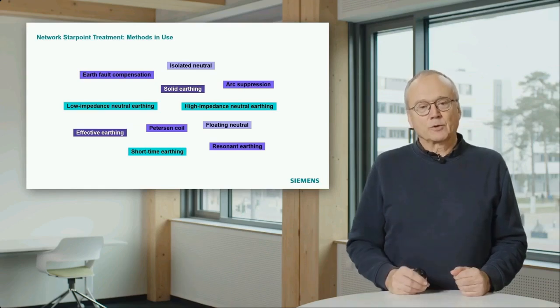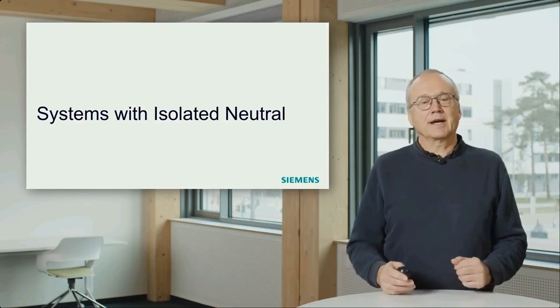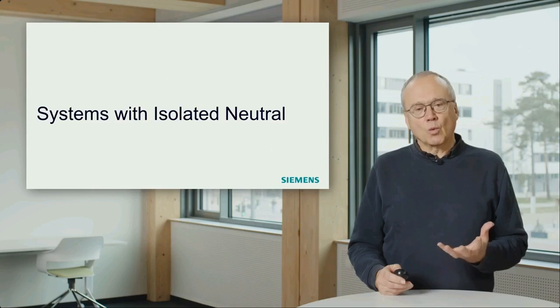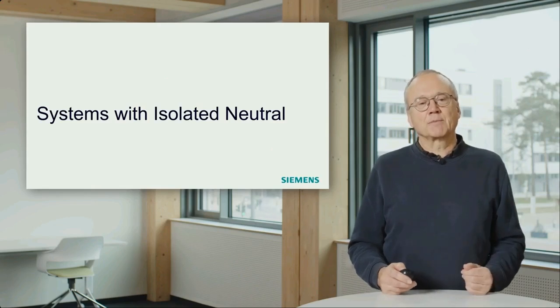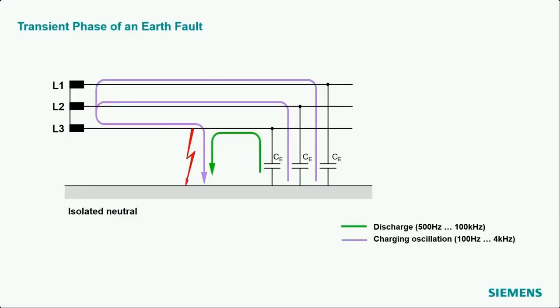Let's start, first of all, with systems where the neutral is isolated. And it's important to understand what's happening in such a system if we have a ground fault. This shows a simplified schematic of such a system. You see on the left side the transformer, the 3 windings of a transformer with a star point. The star point is not connected to the ground. Then you have the 3 phases.